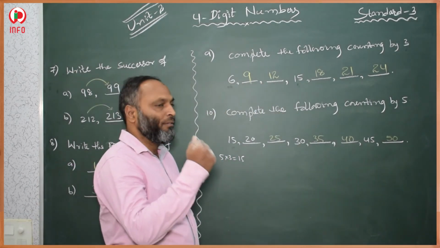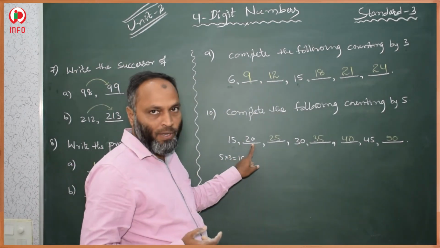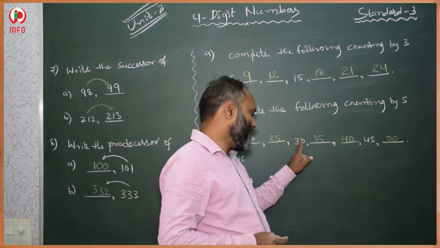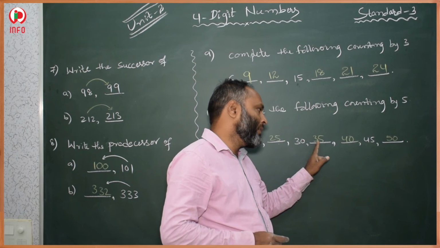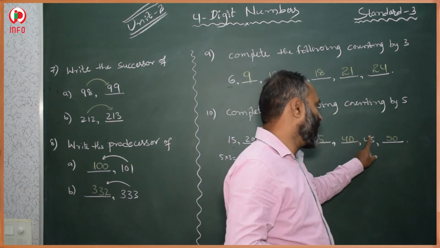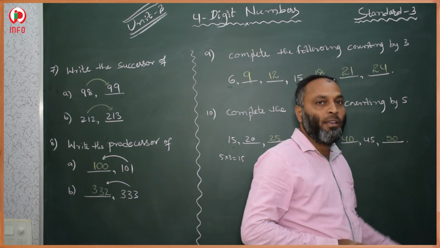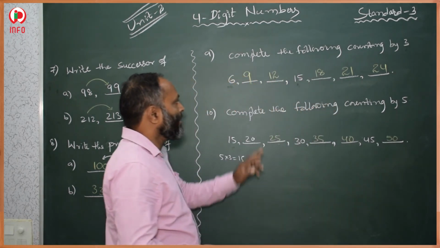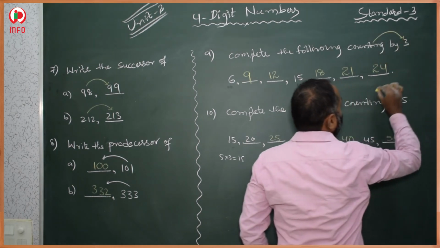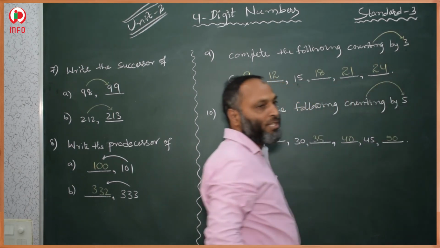Otherwise, add 5, 5, 5. 15 plus 5 is 20, 20 plus 5 is 25, 25 plus 5 is 30, 30 plus 5 is 35, 35 plus 5 is 40, 40 plus 5 is 45, 45 plus 5 is 50. This is skip counting. First we have to check what? Counting by 3 or counting by 5. This we have to check.